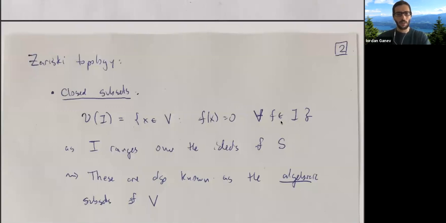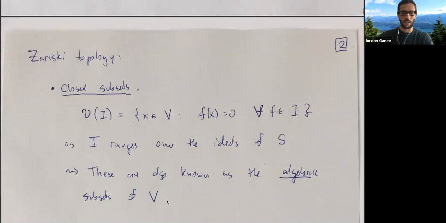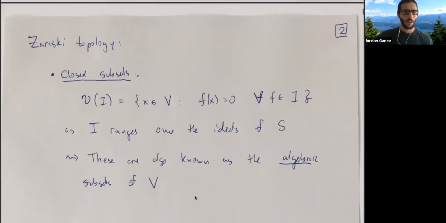Often we may think about an ideal that's generated by one element. So we just have some polynomial in the T, say like T1 squared plus T3 plus 5. That's a polynomial, and then it generates an ideal. And the vanishing set for that ideal is just all the solutions of that polynomial, all the elements in V that go to zero in that polynomial. So this cuts out a subset of V, and these are known as the algebraic subsets of V. The idea is that this function is an algebraic piece of information, and it cuts out a subset of V. So these are the closed sets.